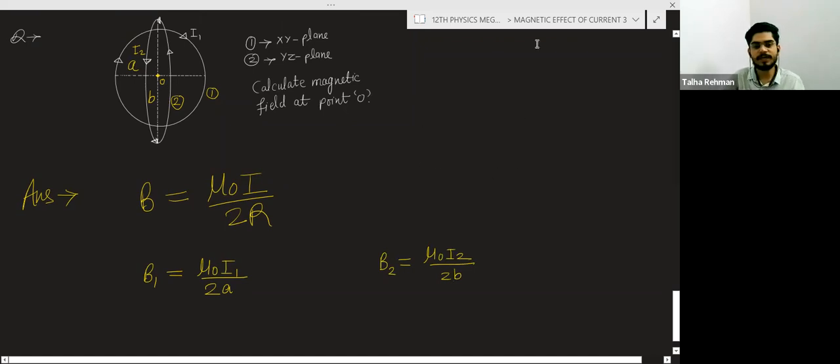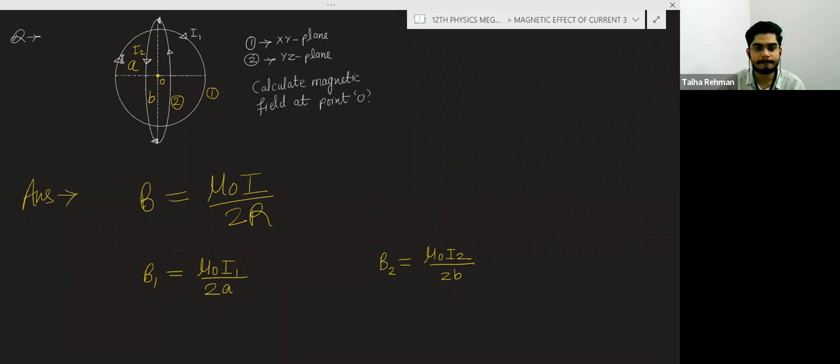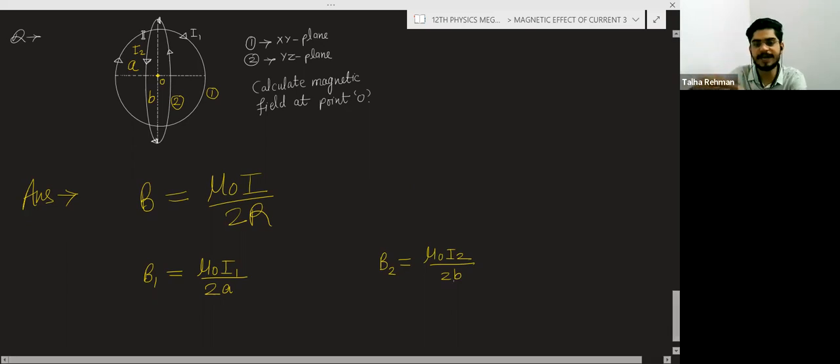Now we have to calculate the direction. For this wire, just apply the modified right hand thumb rule and tell me the direction. Just try it. And the other is in the YZ plane like this.